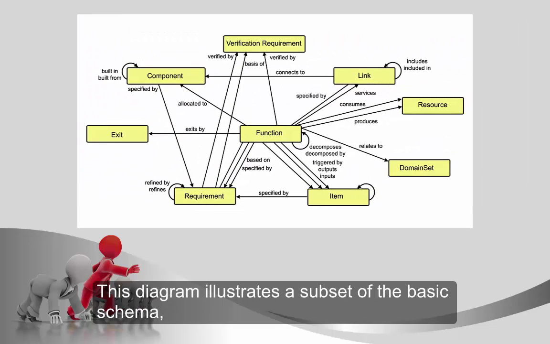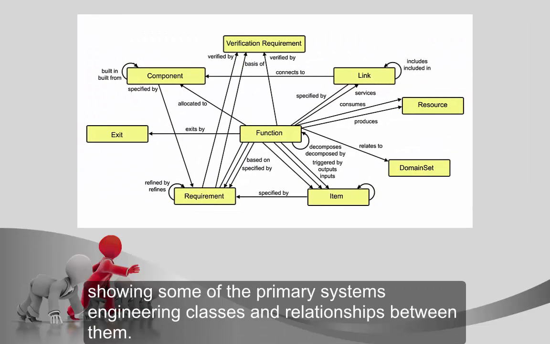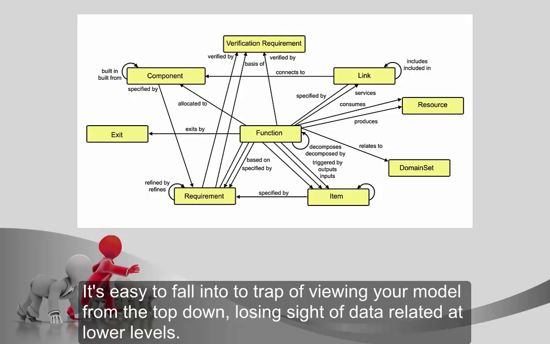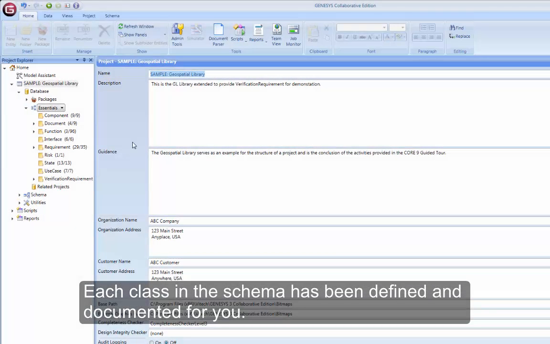This diagram illustrates a subset of the basic schema, showing some of the primary systems engineering classes and relationships between them. It's important to note the interconnected nature of the schema. It's easy to fall into the trap of viewing your model from the top down, losing sight of data related at lower levels. Each class in the schema has been defined and documented for you.